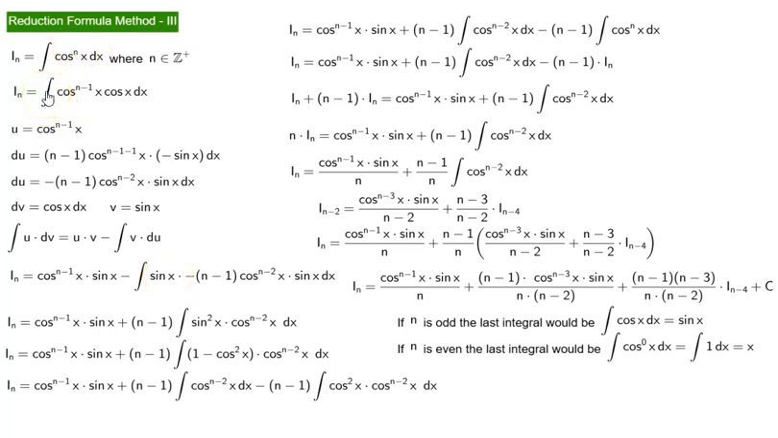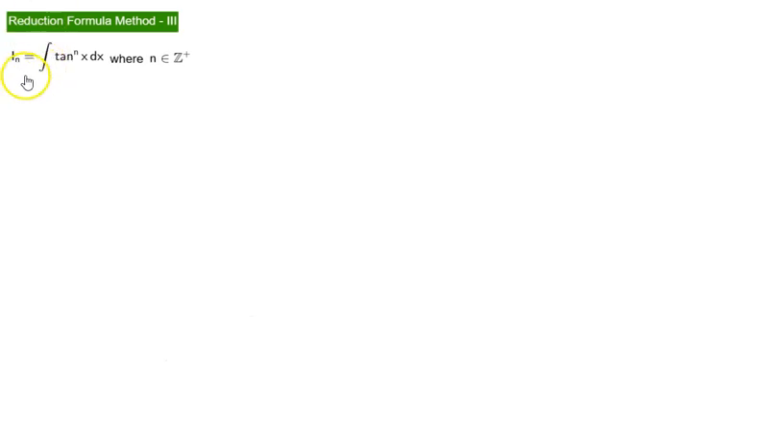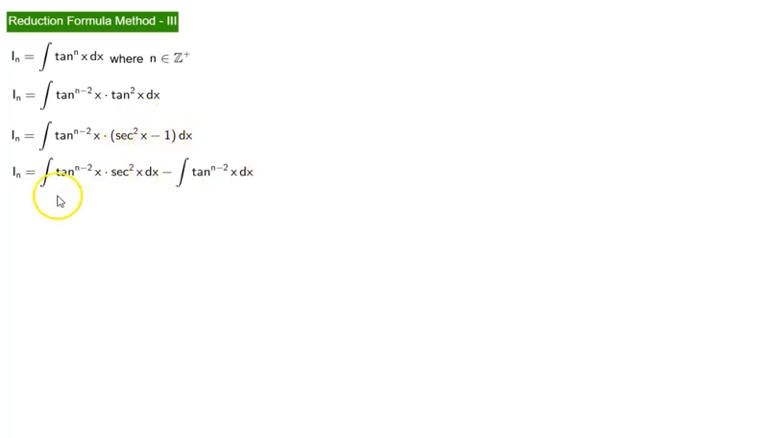Now let's look at tan. Now we have I sub n equal to integral of tan^n x dx, where n is in the set of positive integers. So integral of tan to the power of n minus 2 x times tan square x, which is sec square x minus 1 dx. So now we have integral tan to the power of n minus 2 x times sec square x dx minus integral of tan to the power of n minus 2 x dx. We have distributed it and split the integral.